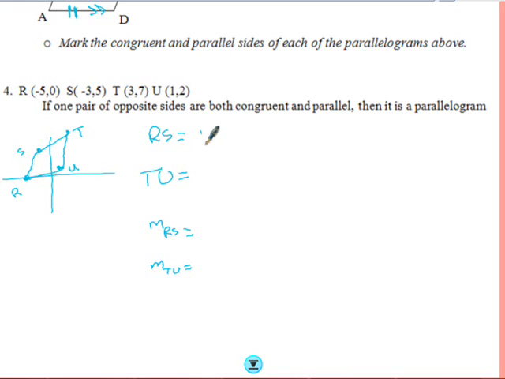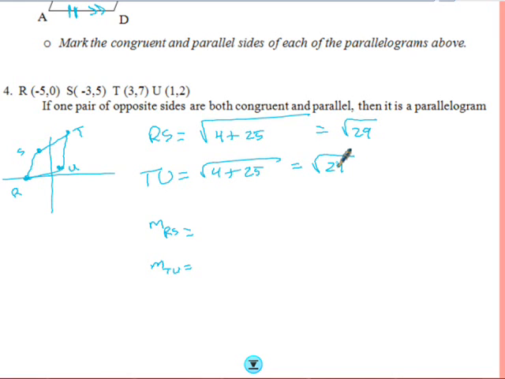So RS, as far as distance formula, that's the change in the x's squared. So -3 to -5 is 2, and 2 squared is 4. Plus the change in y's, which is 5, and 5 squared is 25. So the distance of RS is the square root of 29. TU, from the x values, that difference there is 2, so that squared is 4. The difference is 5, so that squared is 25. And so the distance there is the square root of 29.